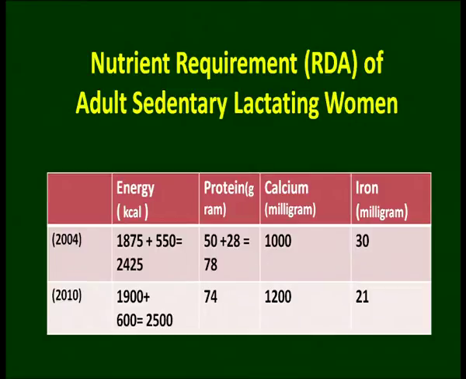1900 plus 600, that becomes 2500. That means an additional 600 calories are required to feed a baby for 6 months, because the baby is totally dependent on the mother for the feed. So, energy requirements are much higher. Protein requirements are a little less than for pregnant women, but the calcium and iron requirements are the same as for normal healthy women.